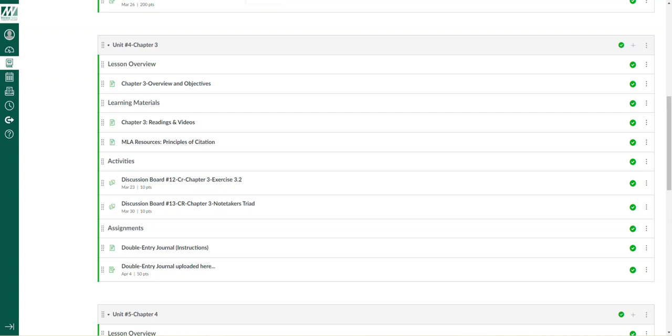I believe this is week 10. So we begin our work on chapter 3. Many of you have already completed your discussion board activity for exercise 3.2. This particular chapter is all about writing in the middle, and we'll get to the PowerPoint, or I should say slide presentation, in a little bit.